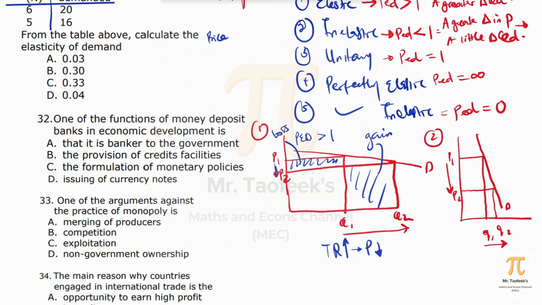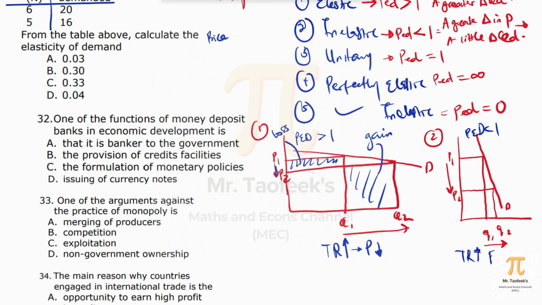But if a company has a PED that is less than 1, which is inelastic, for them to increase their revenue, they have to increase their price. Price has to go up. So get this straight. This is about price and total revenue of businesses now. Businesses operating with elastic demand, to increase their revenue, have to reduce their price.